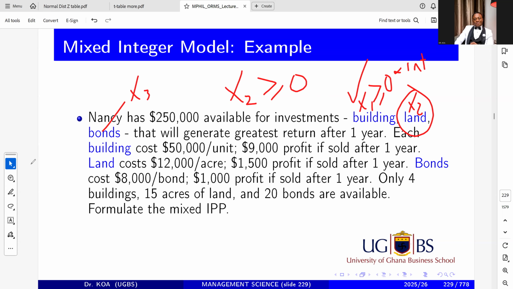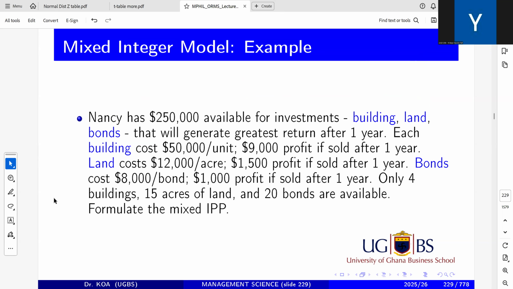I'm now ready to look at the substantive reason why we are here today. Yes, Yasin. So, please, are you saying the bonds would have the same constraints as the way the building was written? Exactly. Oh, okay. It's a whole number. It's a positive whole number, just like that of the building, not the land.